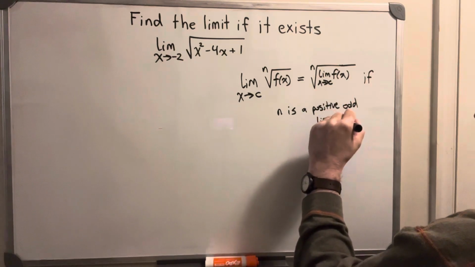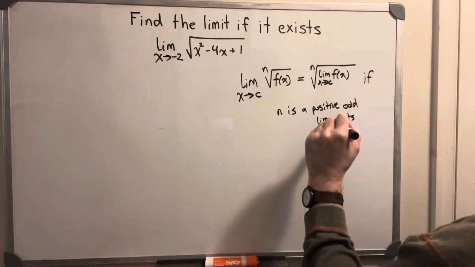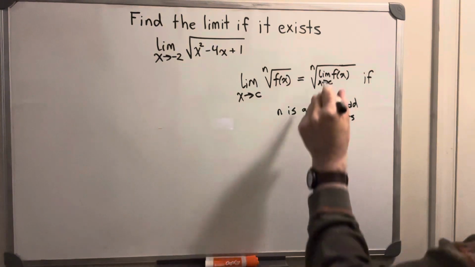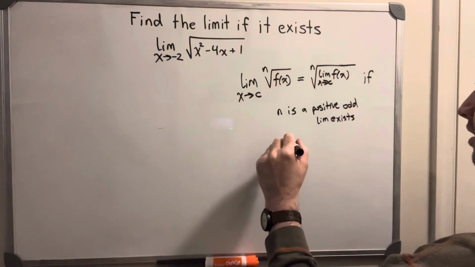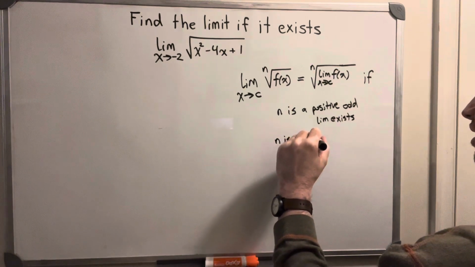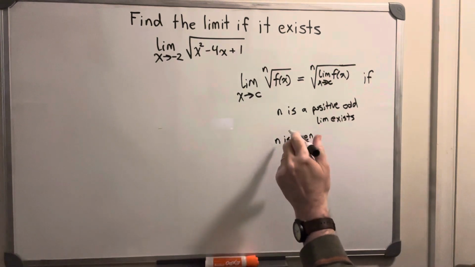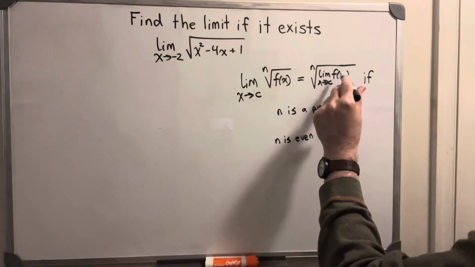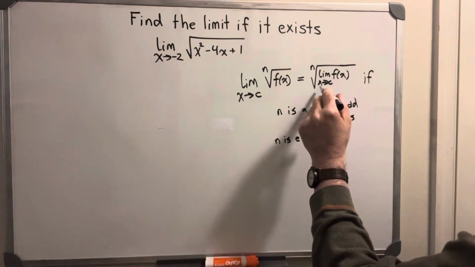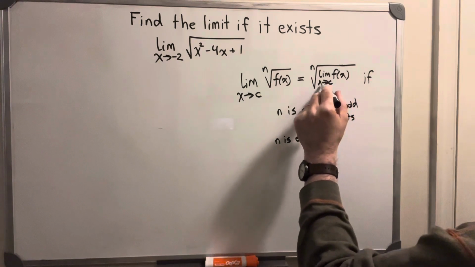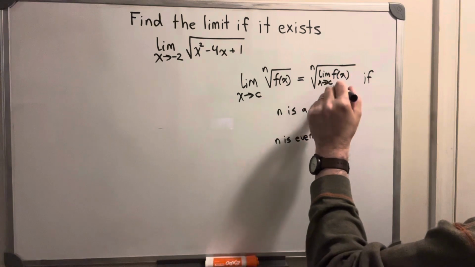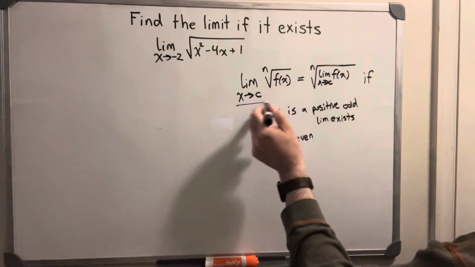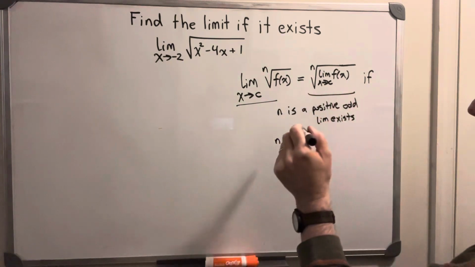I'm just going to write limit exists, meaning this inside. Then you can use this theorem. Now if n is even, then not only does the limit as x approaches c of f of x need to exist, it needs to be non-negative. It could be 0 or a positive amount, but if it's negative, then you can't say that this is equal to this.